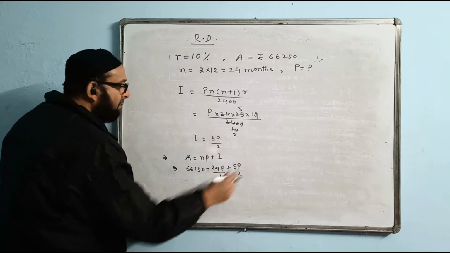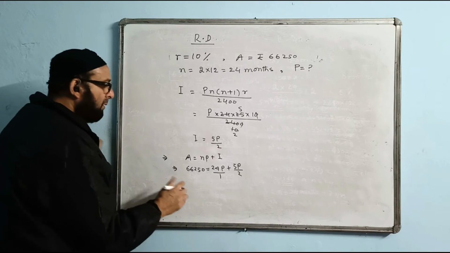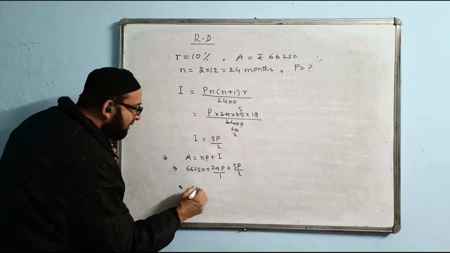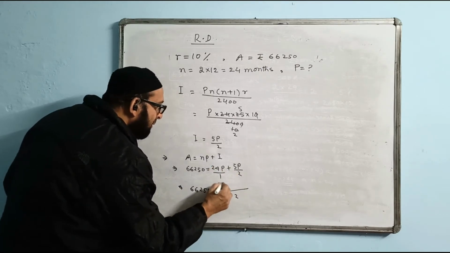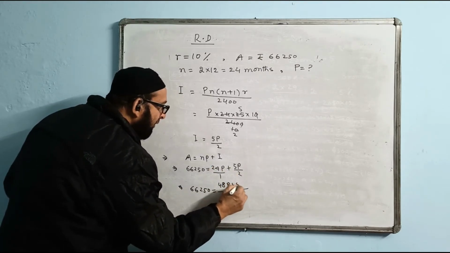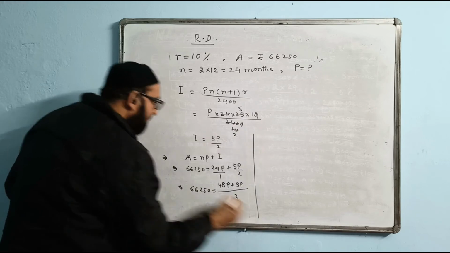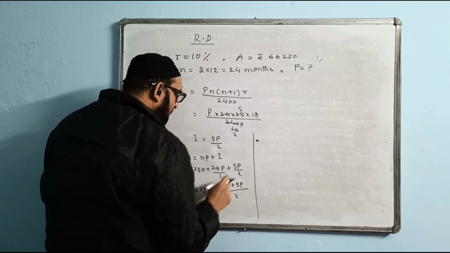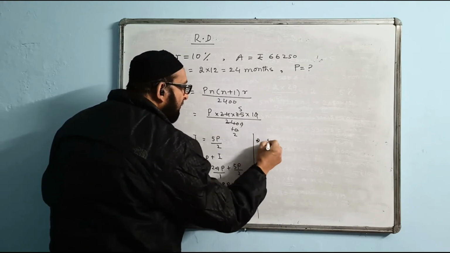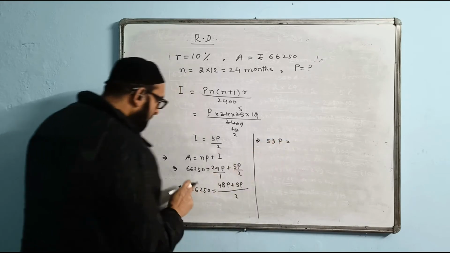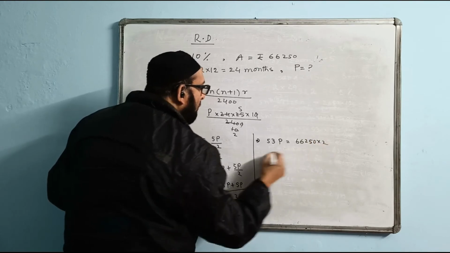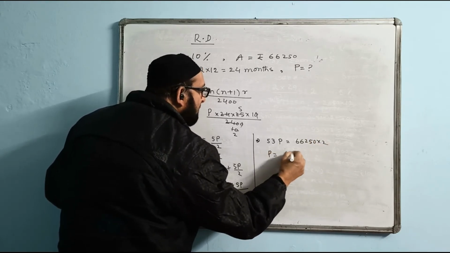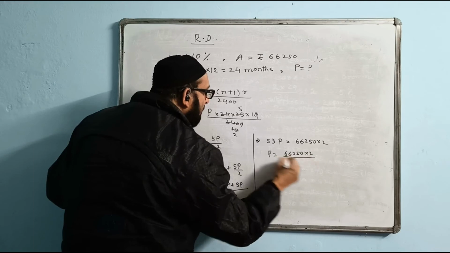Now below this we have 1. We will take LCM and find the answer. Solving the equation 66250, LCM is 2. This will become 48, so 48P plus 5P, which becomes 53P. This into this, I will do 66250 into 2. P value is 66250 into 2 upon 53.